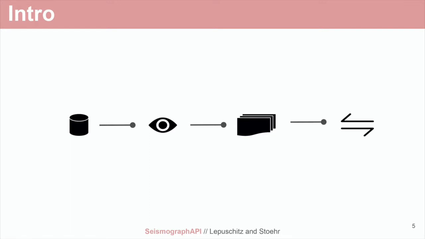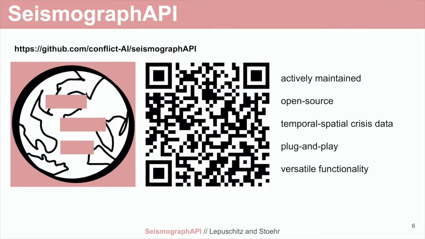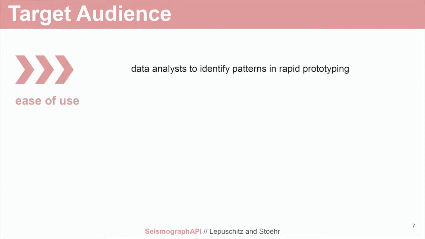The demand for quick crisis responses stands in stark contrast to time-consuming, expensive development stages. To address these shortcomings, we present SeismographAPI, an actively maintained, open-source library for the visualization of temporal-spatial crisis data that combines plug-and-play visualizations with versatile functionality. With an intuitive interface and simple data connectors, it is designed for data analysts to identify patterns and rapid prototyping.